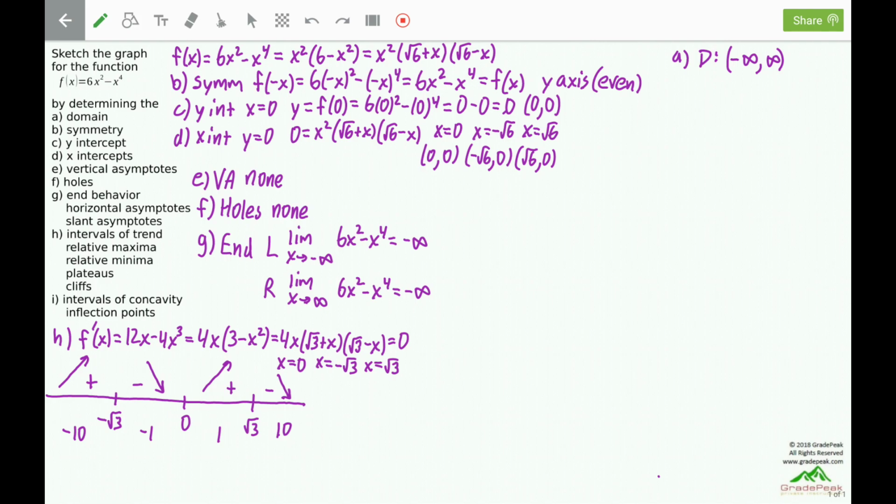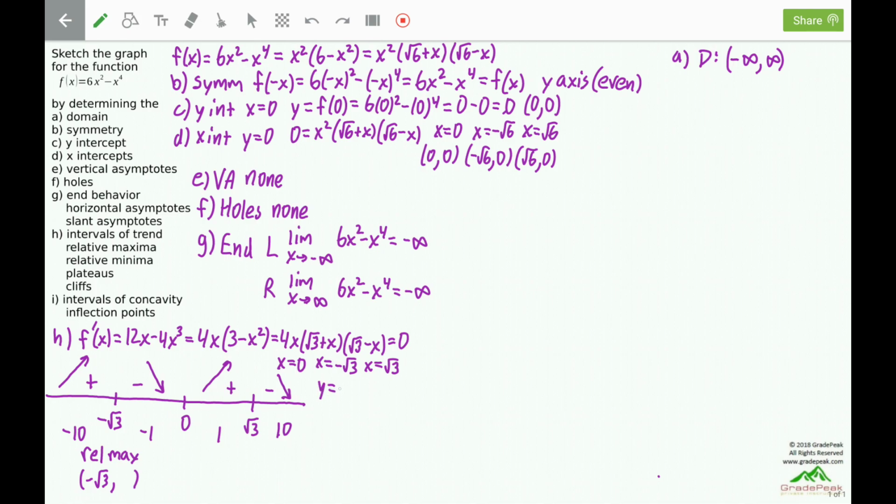Right at the critical number of x equals the negative square root of 3, we have the trend changing from increasing to decreasing, so x equals negative square root of 3 will be a relative maximum. It has an x-coordinate of negative square root of 3, and a corresponding y-coordinate, which can be found by plugging the x-coordinate back into the original function.